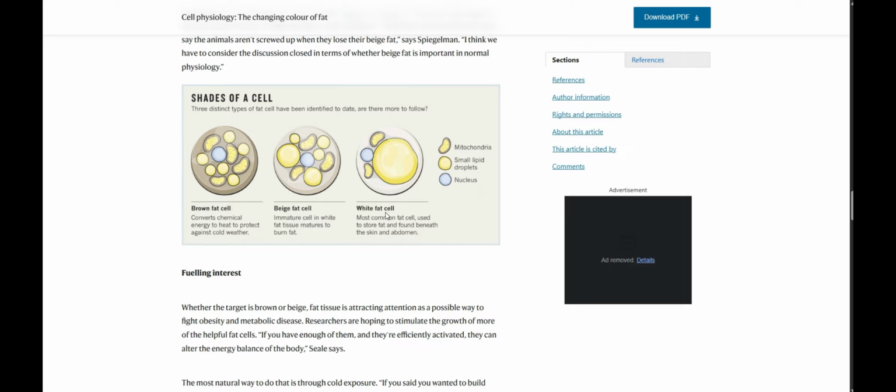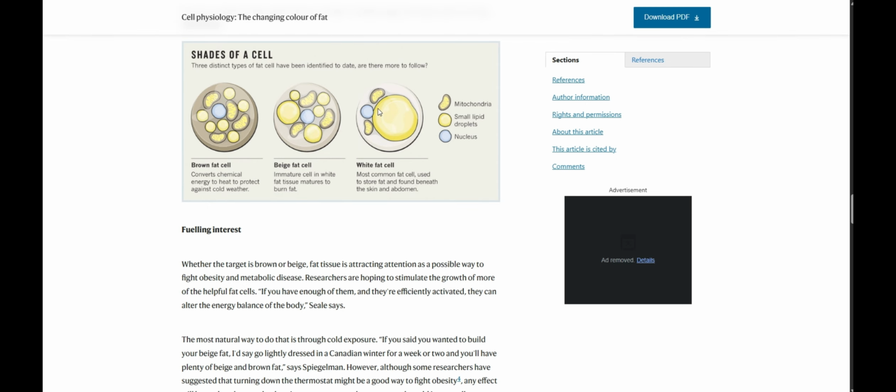Anyways, white fat cell: most common fat cell, used to store fat and found beneath the skin and abdomen, with mitochondria, small lipid droplets, and a nucleus. Yeah, so here you see this massive lipid droplet in white fat cells. And here, where the lipids are being used rather than just long-term storage, you're going to have smaller lipid droplets, which makes some sense, because you have to break that open or dip into it to get some lipids out. It's going to be easier to manage and less likely to go haywire if you have smaller droplets.